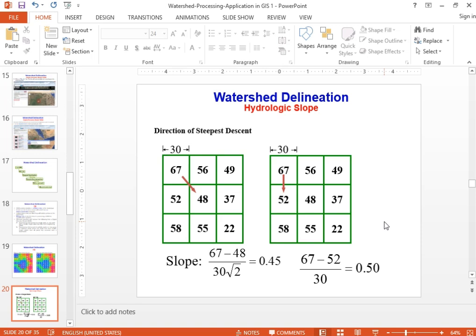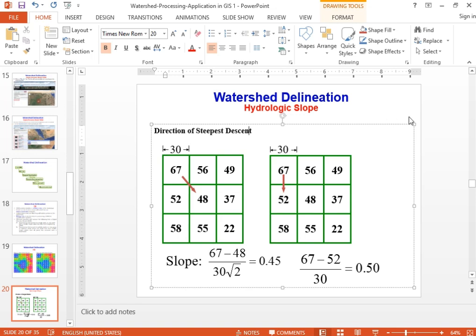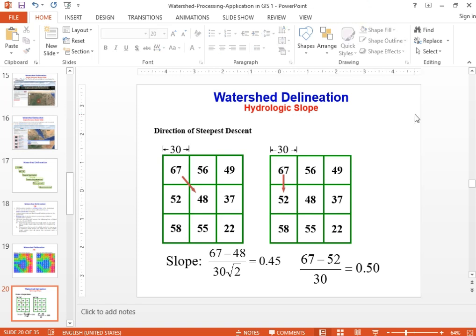You can also see the hydrological slope here. You should have to know from where to where the water is flowing. The direction of the steepest descent is very important in order to know or delineate a watershed. Is it from this one to this one, or from this to this, or it may have 3 options? But in order to know that, you have to determine the slope.